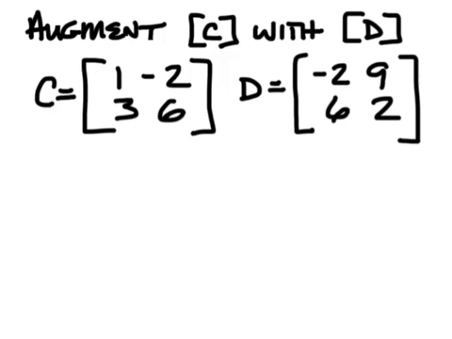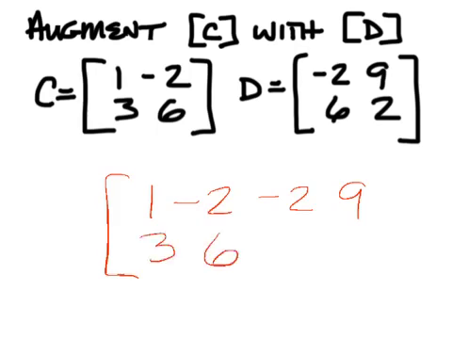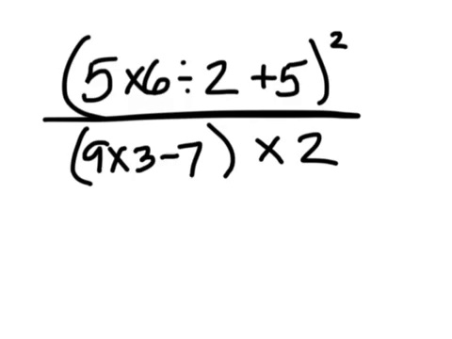Here's a practice problem. You should augment matrix C with matrix D, and there are the values for each. Your new matrix should look like this: 1, negative 2, negative 2, 9, 3, 6, 6, and 2. We have time for another bonus. Answer on this one should be 10.